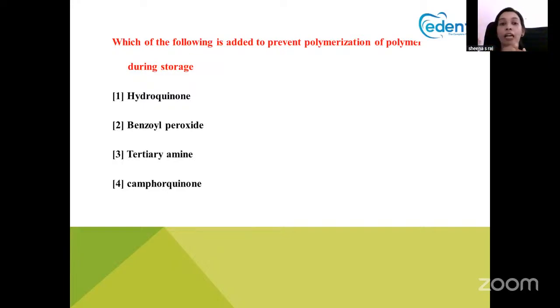Next question. Which of the following is added to prevent the polymerization of polymer during storage? We know that when we store a resin matrix, there is a chance of polymerization. So in order to prevent polymerization, we will be using hydroquinone, which will prevent the normal unwanted polymerization when we store a material.